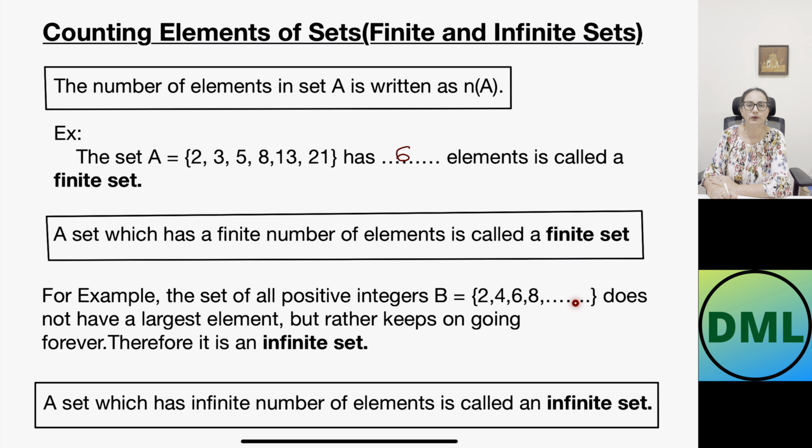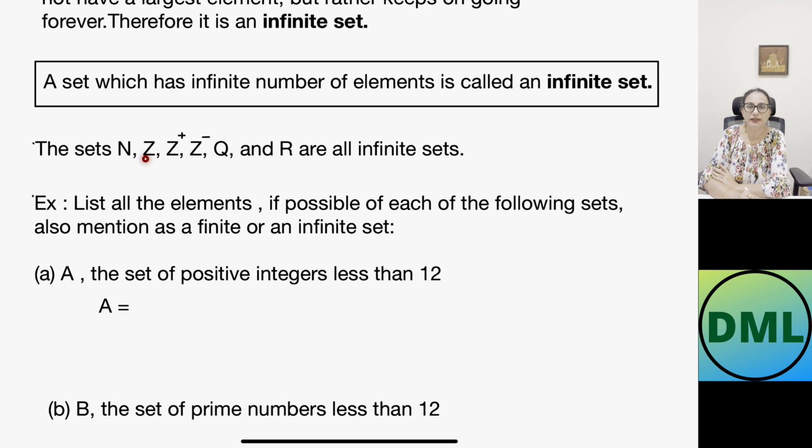Let's see something more here. The sets N natural numbers, Z integers, Z plus positive integers, Z minus negative integers, Q rational numbers and R the real numbers are all infinite sets. These are all sets which are uncountable. Let's see one example here. List all the elements if possible of each of the following sets, and also mention whether it is a finite or infinite set. Let's see some examples here.